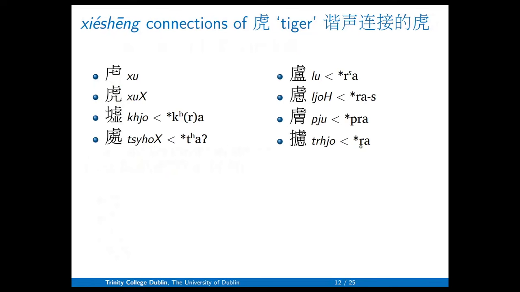So this qiao can either come from kra or from ka. It's hard, you can't tell, they merge. So then we write the R in parentheses because we don't know. Does it have an R? Does it not have an R? Anyhow, then this is to, and it comes from ta, ha. So again, this is the Xiesheng.